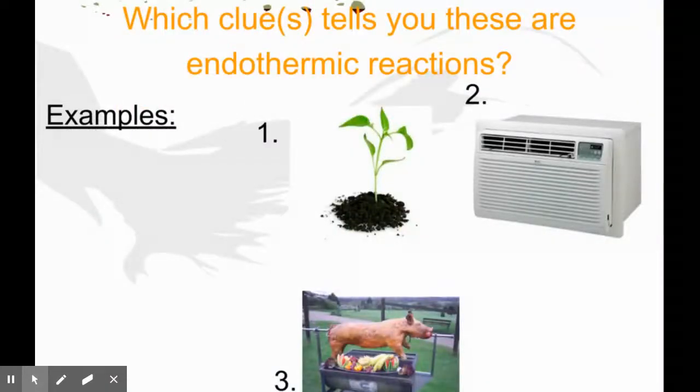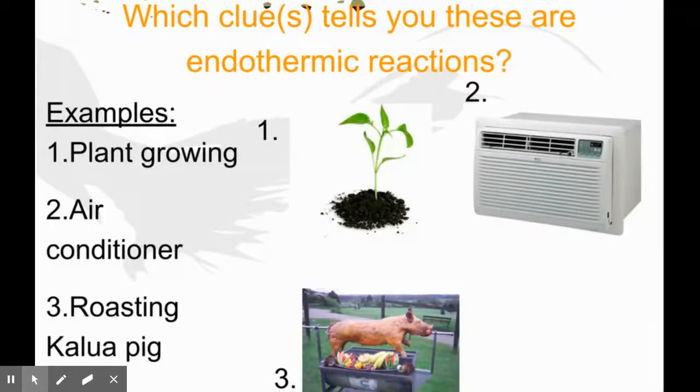Here are a couple of examples of endothermic reactions, and we want to look for which clues tell us that these are endothermic reactions that are happening. For our first example, the plant, for a plant to grow, it must take energy into itself. So anytime it's taking energy in, that's an endothermic reaction. Anytime something is growing, it needs to take energy in. So growing is a clue that it's an endothermic reaction.